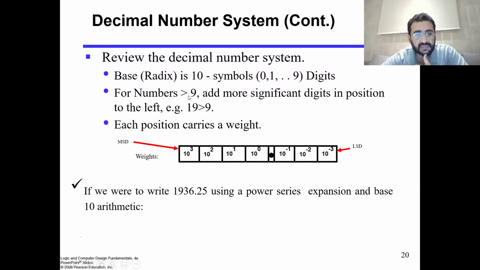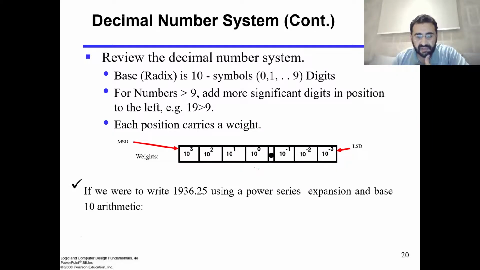For numbers bigger than 10, we will need to add additional positions. So this is what we call a positional system. The first position is the position of the units. Here you have 10 to the power of 0. So these are the units. 10 to the power of 0 is 1. So any value that goes here will have a weight of 10 to the power of 0.